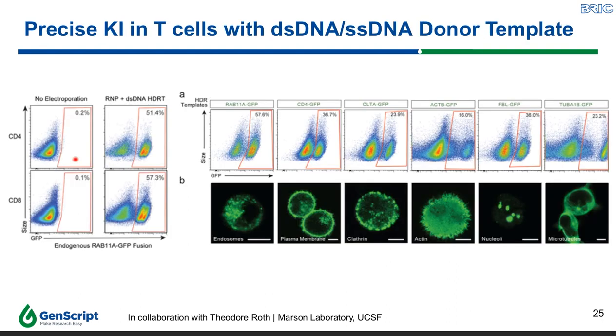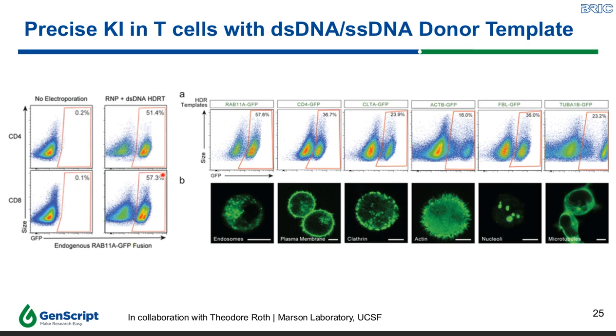So here is the data. The use of the RNP together with the double-strand DNA as a donor template showed GFP expression at approximately 50% in both the CD4 plus and the CD8 plus cells.